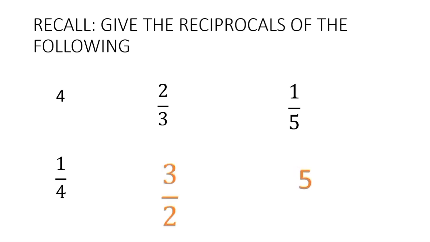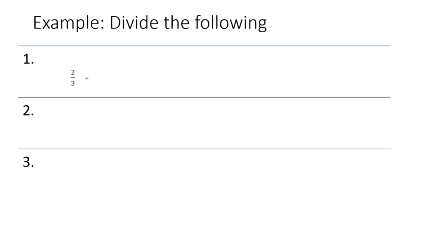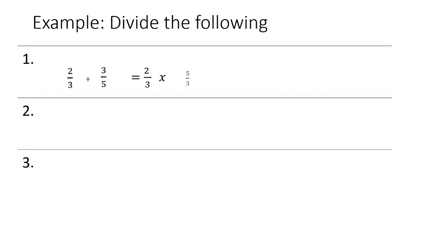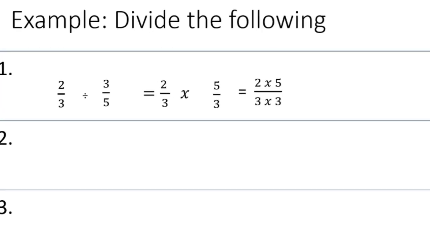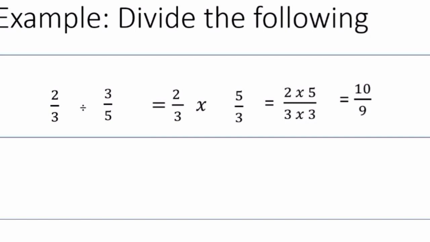The reciprocal of 2/3 is 3/2. And the reciprocal of 1 over 5 is 5. Kasi diba understood siya ay may denominator na 1. Okay, now let's proceed. In dividing fractions, first, so 2/3 is the dividend, 3/5 is the divisor. So get the reciprocal of the divisor, you get 5 over 3. Multiply the numerators, 2 times 5 is 10, and the denominators, 3 times 3 equals 9. So the quotient is 10 over 9.